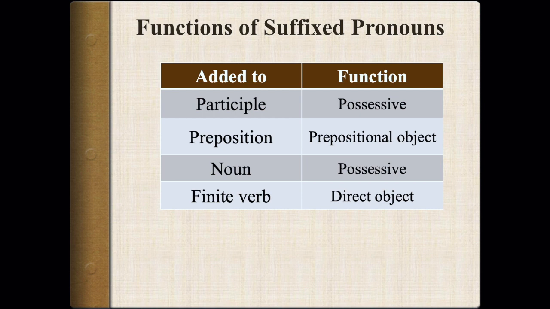The suffix pronouns function differently depending on the kind of word they are added to. So for example, if one is added to a participle, it is possessive. If it's added to a preposition, it's an object of the preposition, often an indirect object. A noun, it is possessive. If added to a finite verb, it is a direct object.